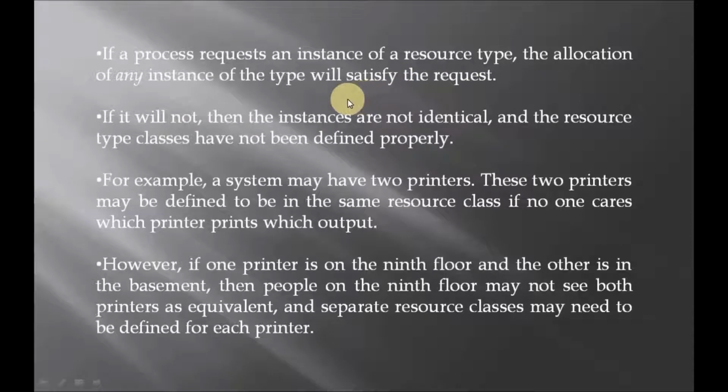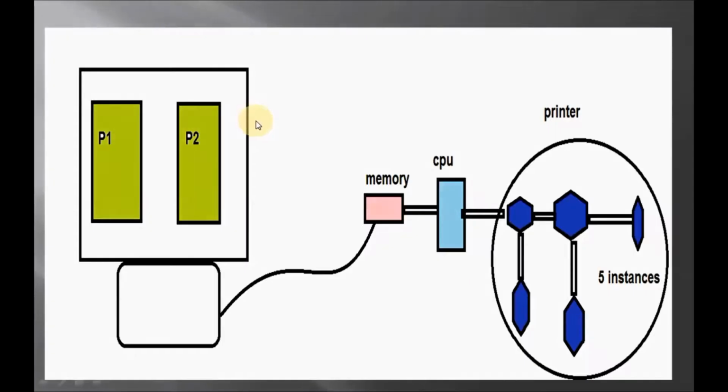And one more important thing. To explain this, I will consider a scenario. See here, 2 printers are available. One printer is on the 4th floor and one printer is on the ground floor. So assume like that. So 2 printers are available here.